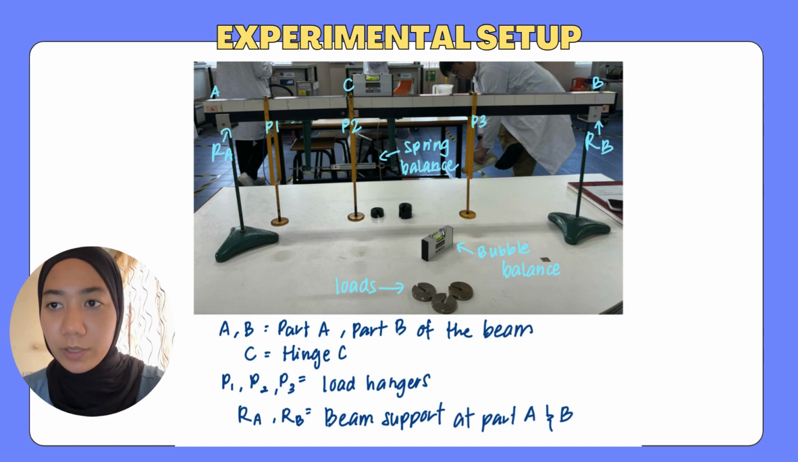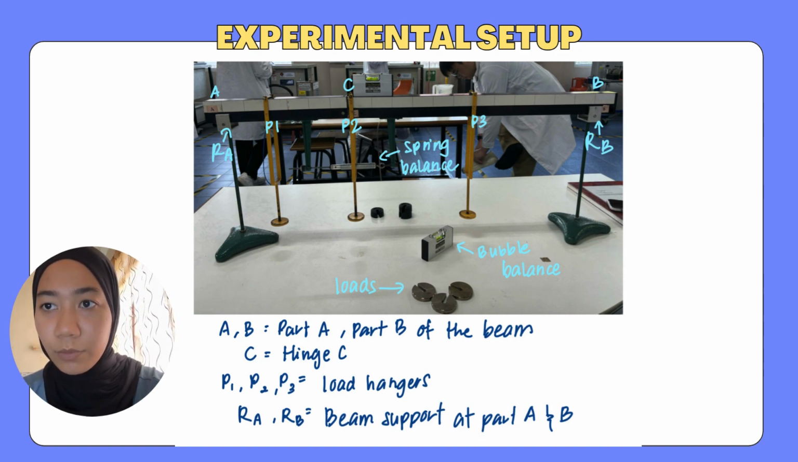This is the experimental setup for this experiment. We have the beam labeled A, B, and C. A and B are part A and part B of the beam. C is hinge C. Then we have P1, P2, P3, which are the load hangers. We have RA and RB, which are the beam supports at part A and B. And we also have spring balance, loads, and bubble balance.